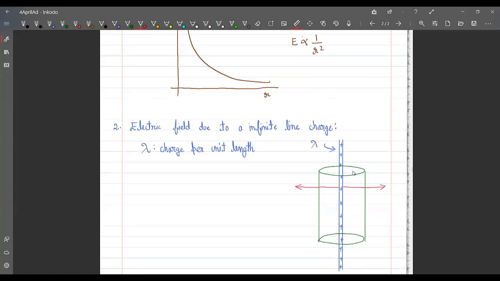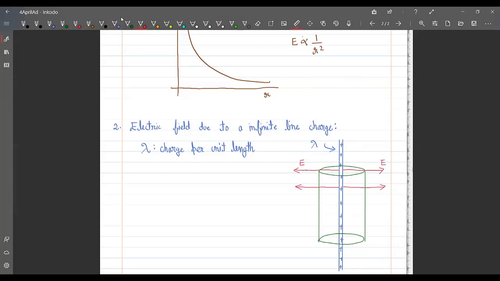So a cylinder has three surfaces. First is the curved surface, then the top lid and the bottom lid. On the top lid, electric field will just go along the plane. So we have three regions to calculate the flux.